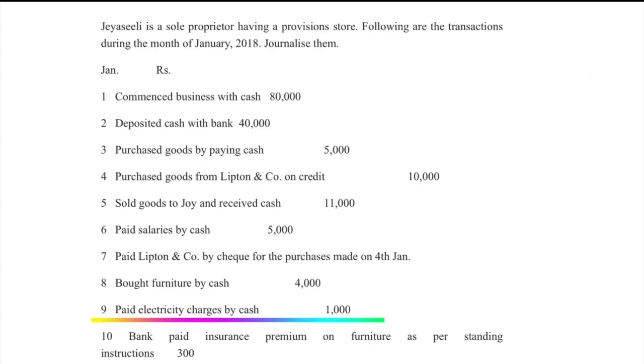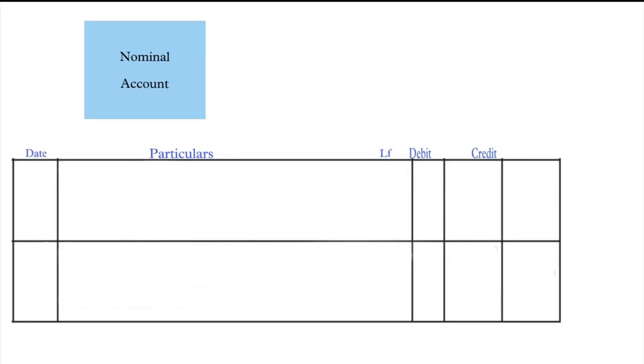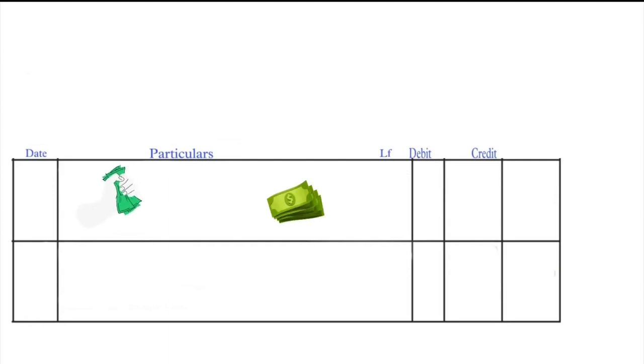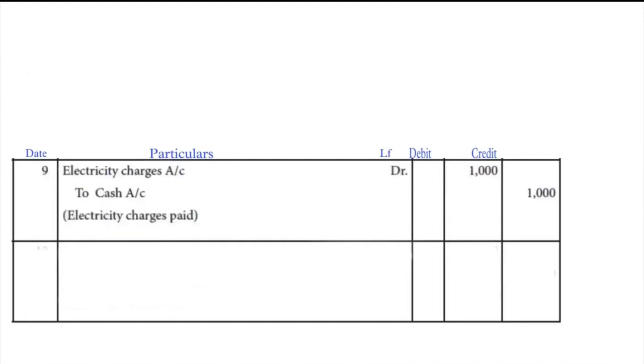The ninth transaction is that we paid electricity charges by cash 1000. The accounts affected are a nominal account and a real account. So we debit our expenses and credit what goes out, which is cash. So the entry we pass is electricity charges account debit to cash account, being electricity charges paid.